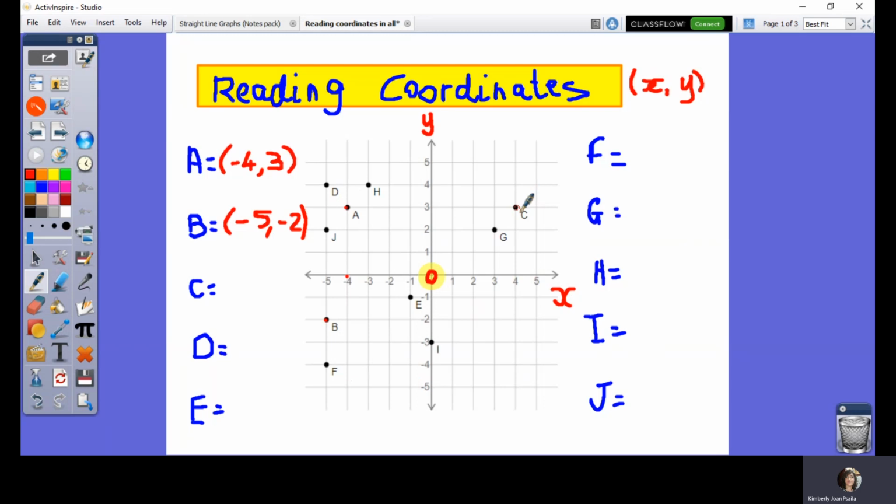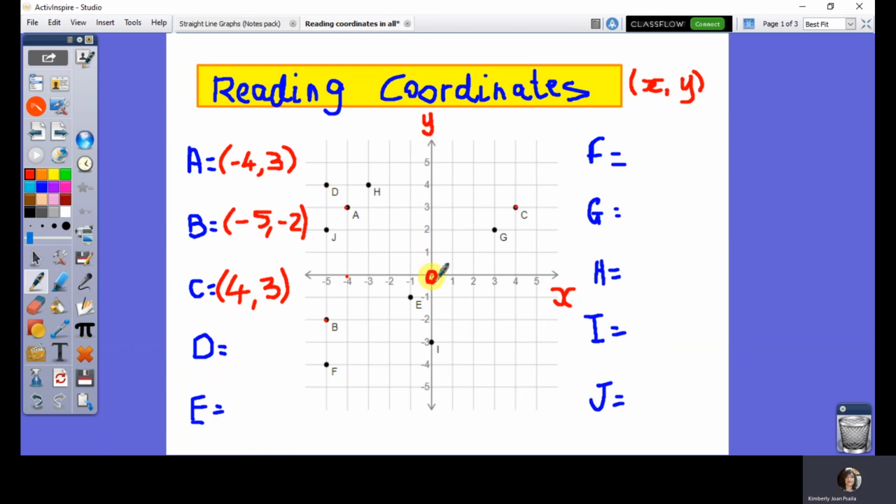Now let's move on to C, which is up here, in the first quadrant. Again we start from the origin and move along the x-axis, so 1, 2, 3, 4, and we go up on the y-axis, 1, 2, 3. So it moved 4 to the right and 3 up, giving (4, 3).